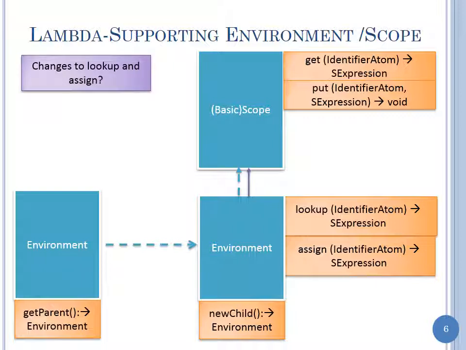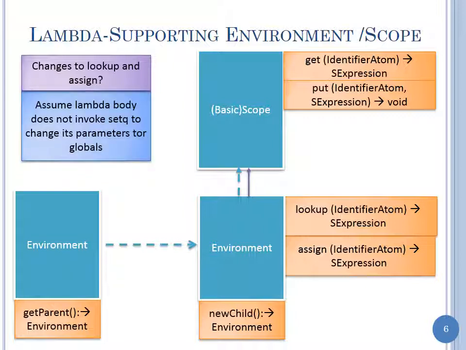So, changes to lookup and assign. Our get and put won't change, and the get and put are something that the environment also has. The environment delegates to the scope for its get and put, and at some point we're going to change the put as well. But for now we just have to worry about lookup and assign. And to make our life easy, we'll assume that the lambda body does not invoke setQ to change its parameters, or even globals for now. Globals, we just won't deal with that problem right now.